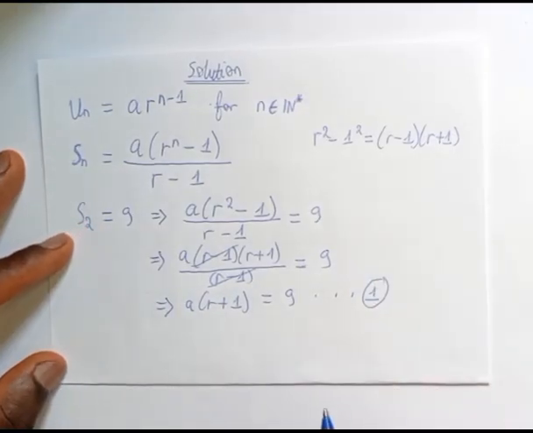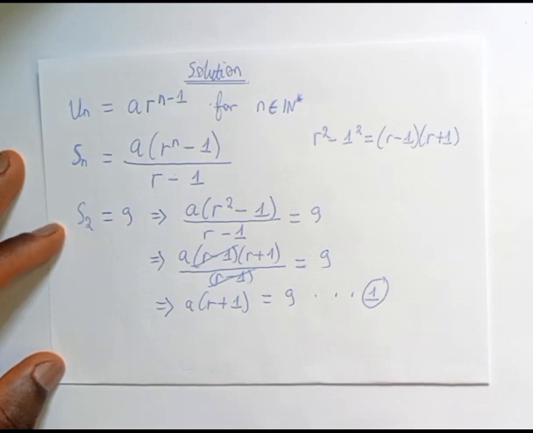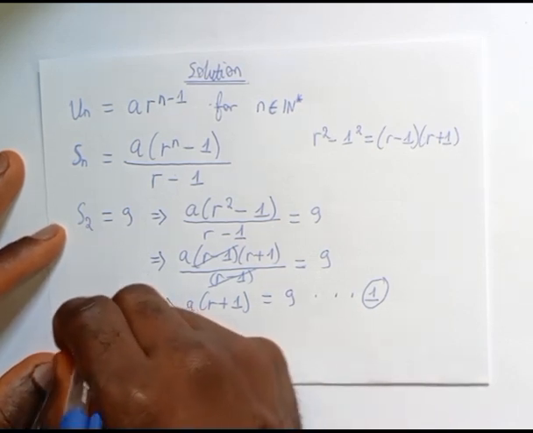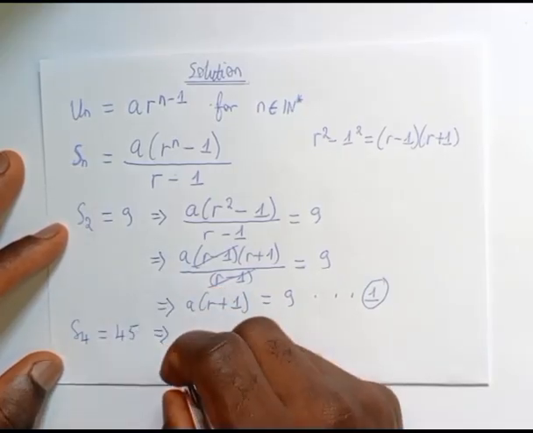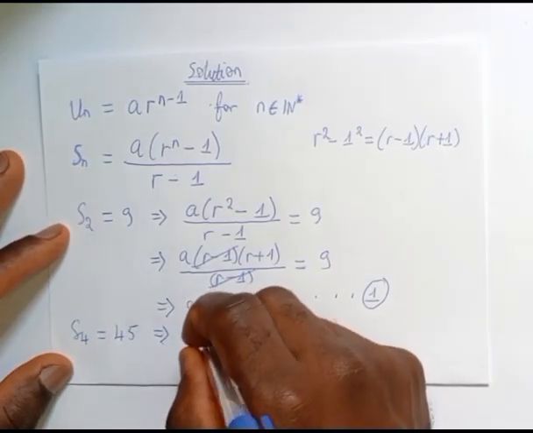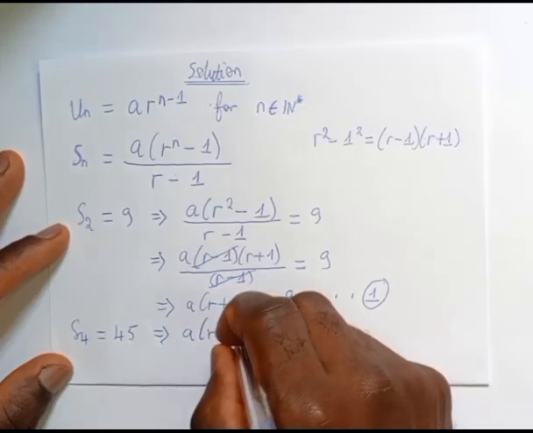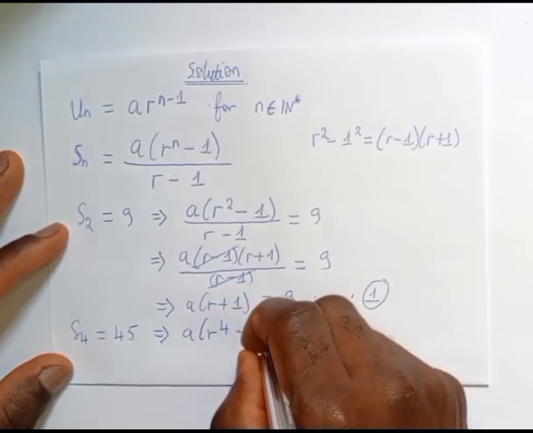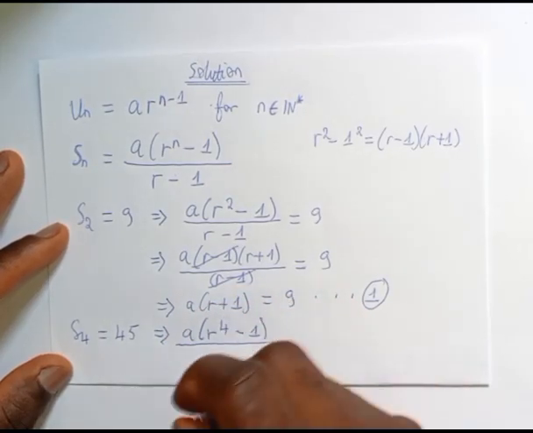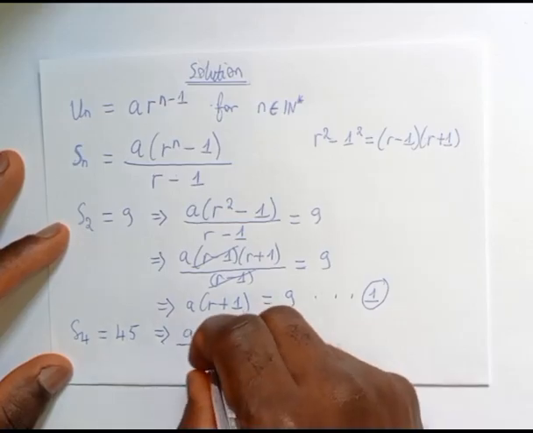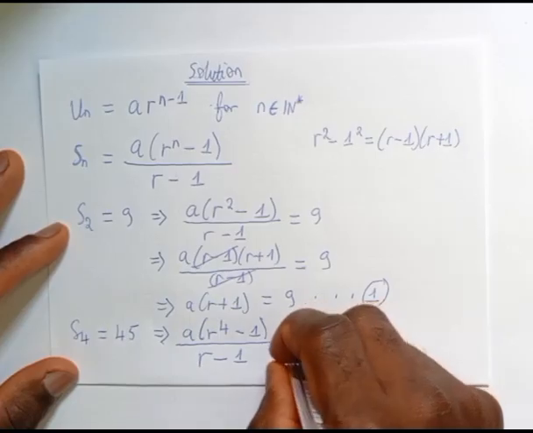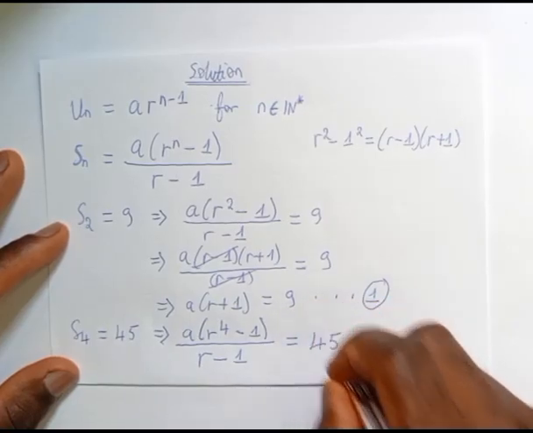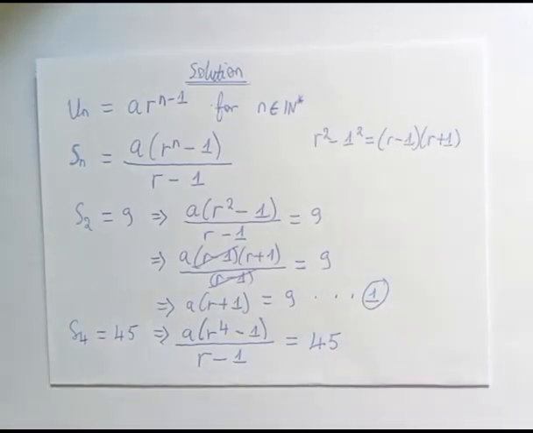The question goes further to tell us that the sum of the first four terms is 45. That means S4 is equal to 45. This will simply imply that a times r raised to the power 4 minus 1 all over r minus 1 is equal to 45. This is what it means.